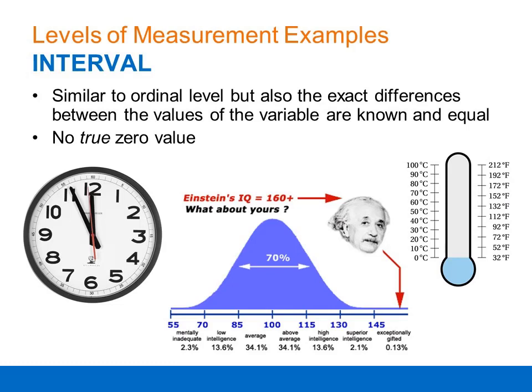The difference between an interval level variable and a ratio level variable is that interval level variables do not have a true 0 point. For example, the time on a clock would be considered an interval level variable because there's no true 0 value. It begins at 12 a.m. and ends at 12 p.m. The units, which are the seconds, hours, and minutes, are all evenly spaced.